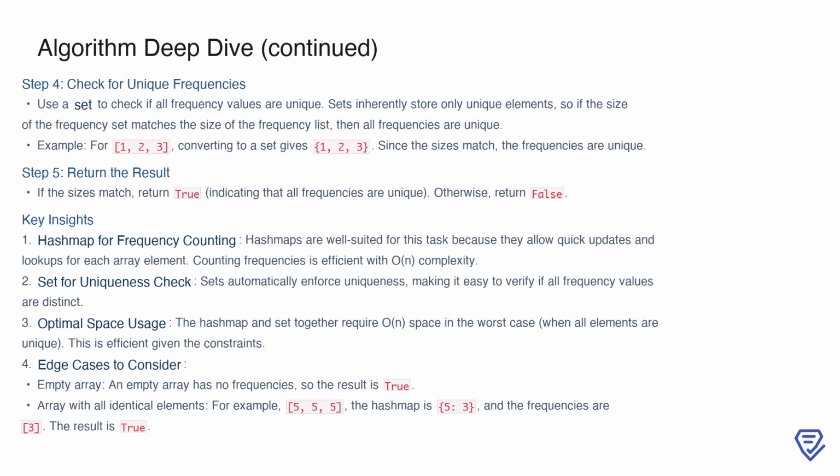Special edge cases to keep in mind include an empty array, which should return true since there are no frequencies, and arrays where all elements are the same, such as 5, 5, 5, which also return true because there's only one frequency. These cases ensure the solution is robust and handles all possible inputs correctly.